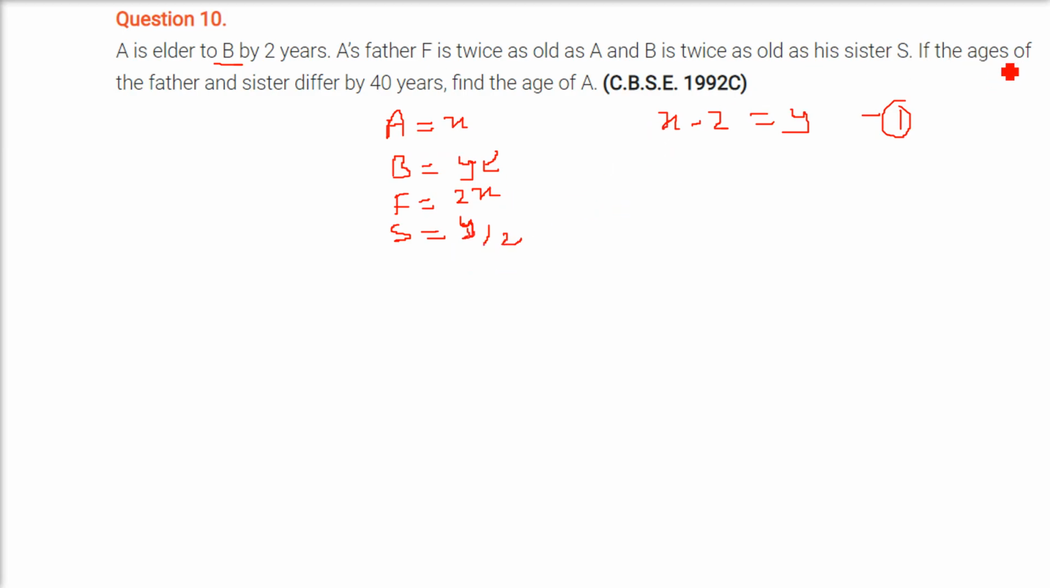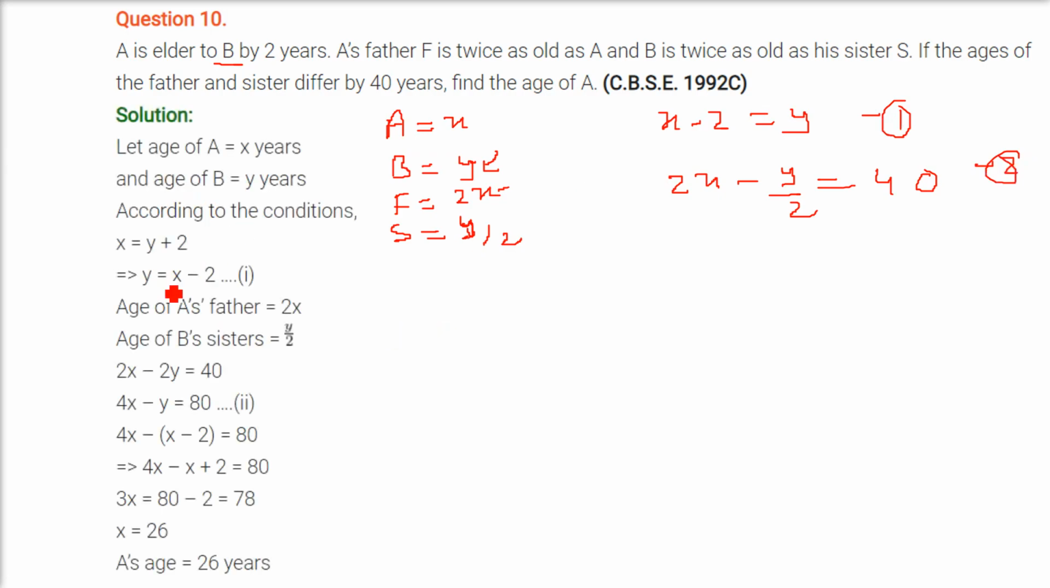If the age of father and sister differ by 40, so age of father is 2x, age of sister is y by 2, the difference is 40. These are our two equations. So first equation is this one, y equal to x minus 2. Second equation is 2x minus 2y equal to 40. Solve this. X will be 26 years. We are just asked about the age of A. So x will be 26 years. This is 26 years.